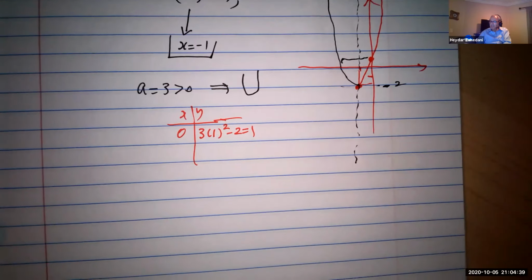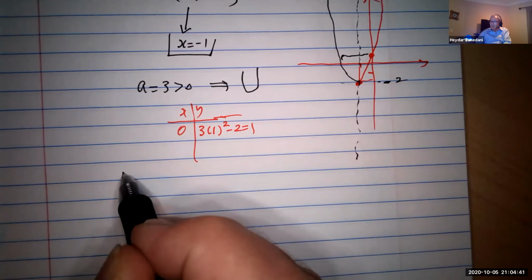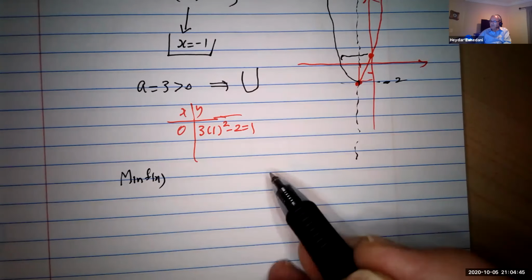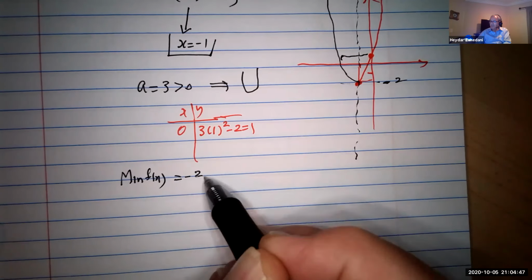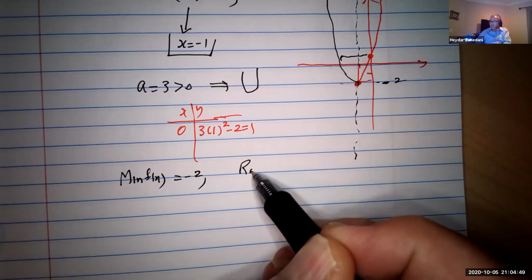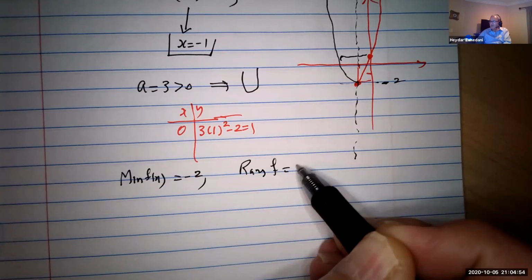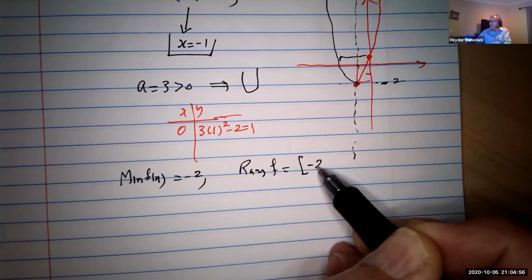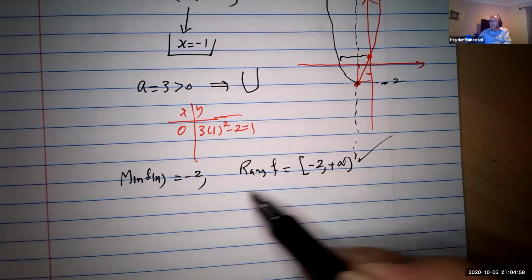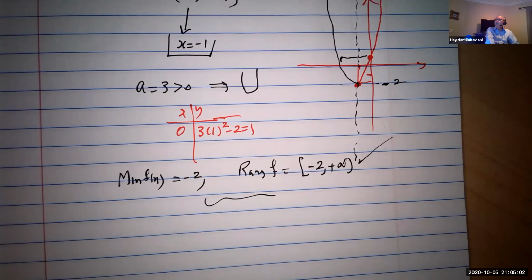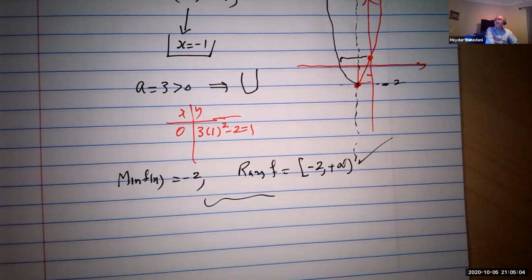Okay, so the bonus is that the minimum value of the function is going to be -2. So the range of f, you know that you start from the minimum and you go up forever. So that gives you the graph of the function. Okay, any question? It's not a big deal.